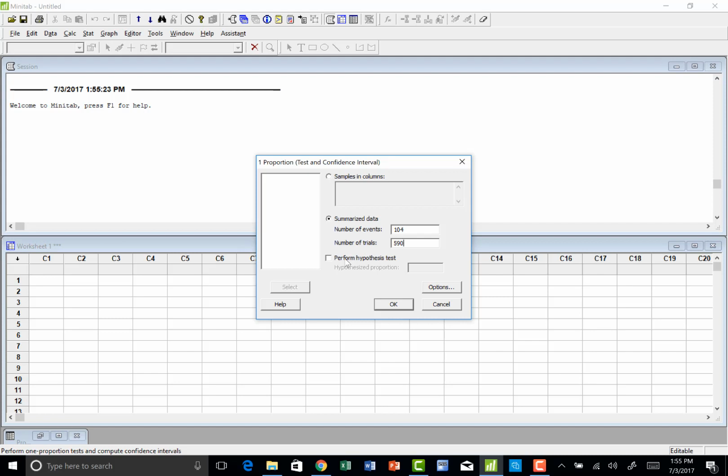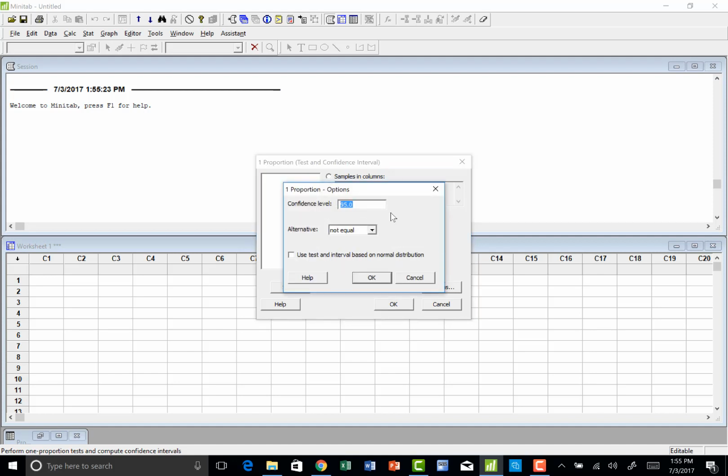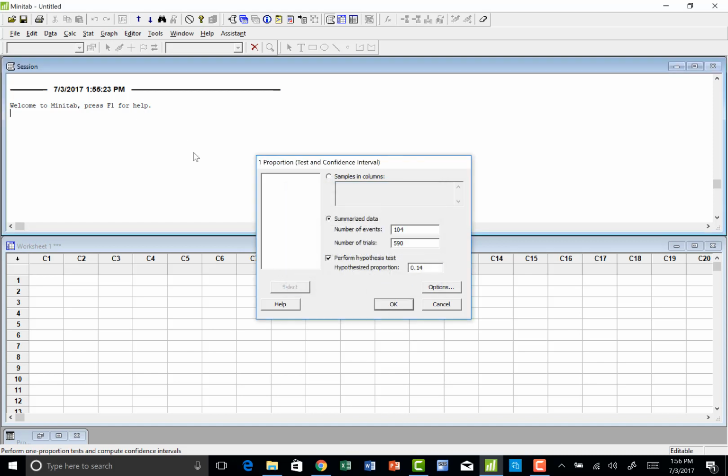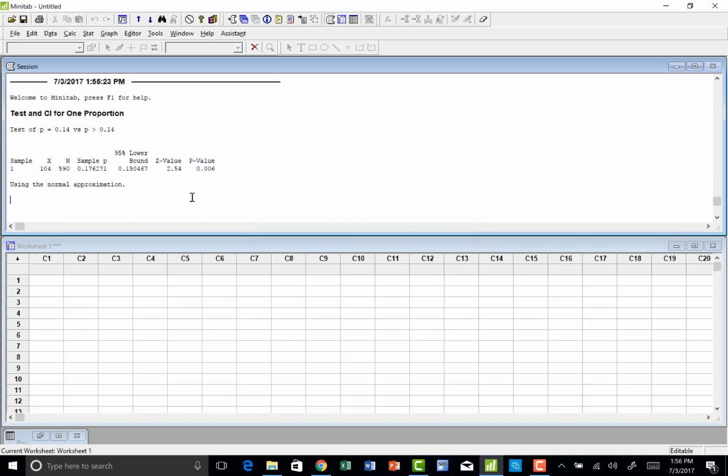We're going to perform a hypothesis test where the hypothesis proportion is 0.14, but Minitab doesn't know whether this is a right, left, or two-tailed test, so I have to go into options, and the default is always not equal to, is always a two-tailed test. Well, we're in a right-tailed test, and I want to do my test based on normal distribution. So when I hit OK, I get the output in Minitab.